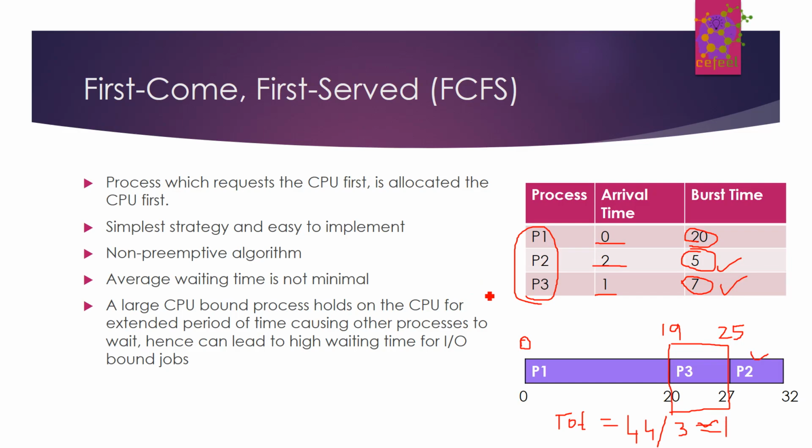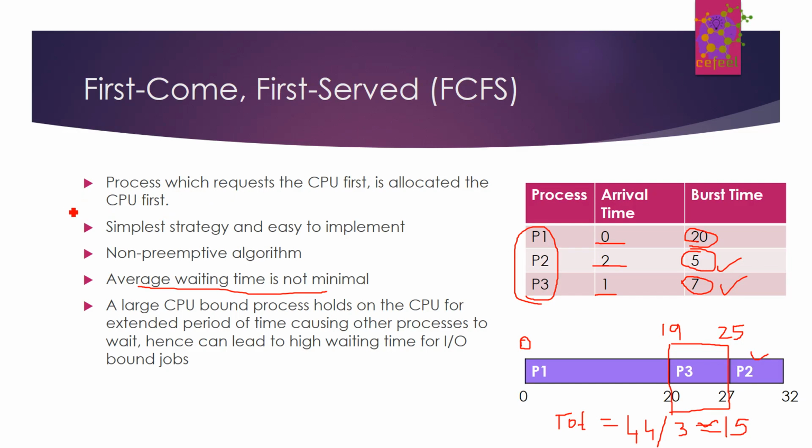This is close to 15 seconds, which probably is not good. And in fact, we want the waiting time to be as little as possible. If we had scheduled it slightly differently, we would have seen a lower waiting time. So that's probably an important point here. Average waiting time is not minimum.